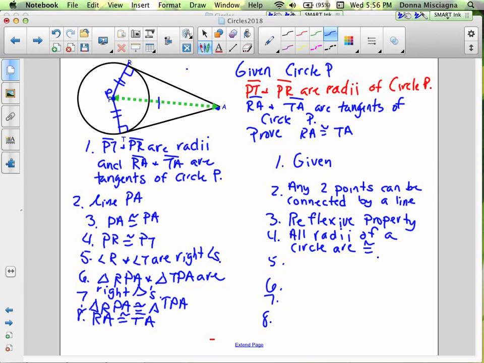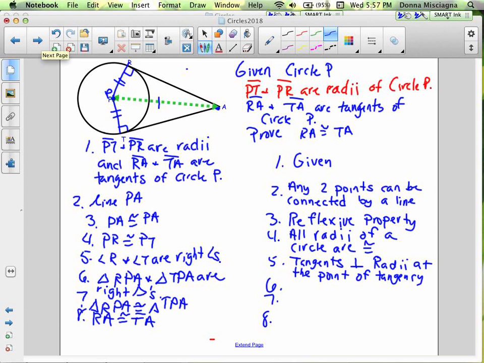So angle R and angle T are right angles because tangents are perpendicular to radii at the point of tangency. That is always true. That's a defining feature of a tangent.